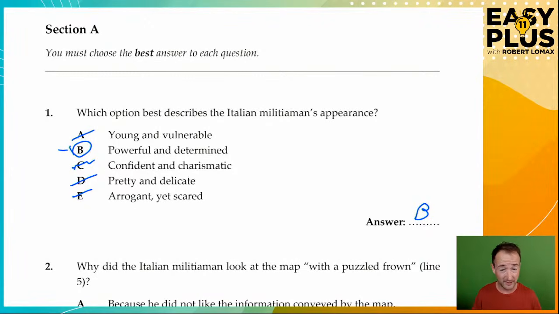Again, if you're in an exam and you want to save time, first of all, you'll spot the powerful and determined, option B looks likely, and then you'll quickly scan the others and get rid of the ones that are obviously wrong, like pretty and delicate, vulnerable, arrogant probably, and you're left with powerful, determined, confident and charismatic, and then you say, well, powerful and determined is a cleaner fit. So you move a little bit faster like that.